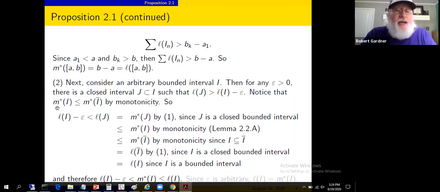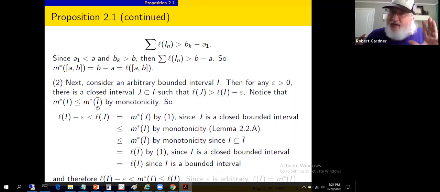We've got the outer measure of I less than or equal to the outer measure of I closure. That's monotonicity. The bar means closure this time. Okay, so what's the difference in I and I closure? I is a bounded interval. So I closure is that bounded interval along with its endpoints. Maybe it already included its endpoints, maybe it didn't. It was an arbitrary bounded interval, I don't know. But I do know I is a subset of I closure.